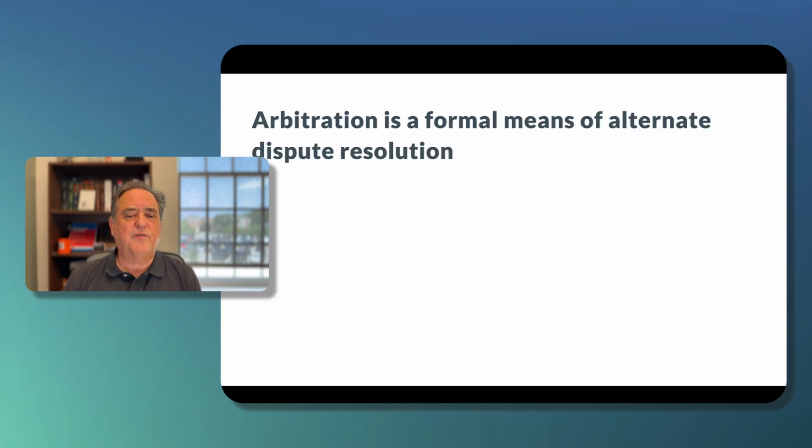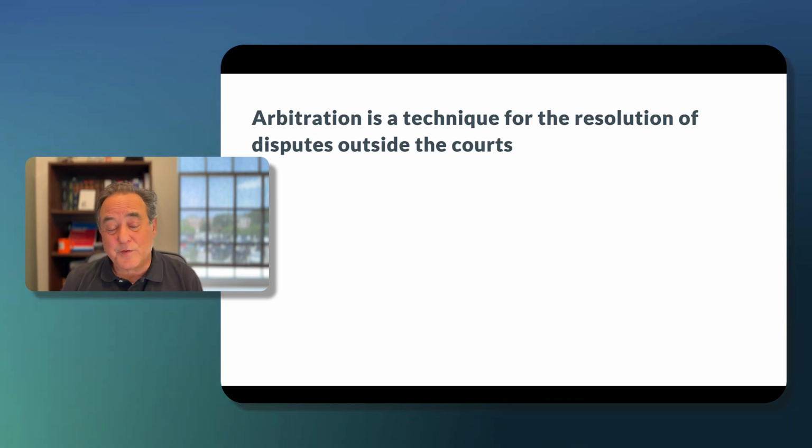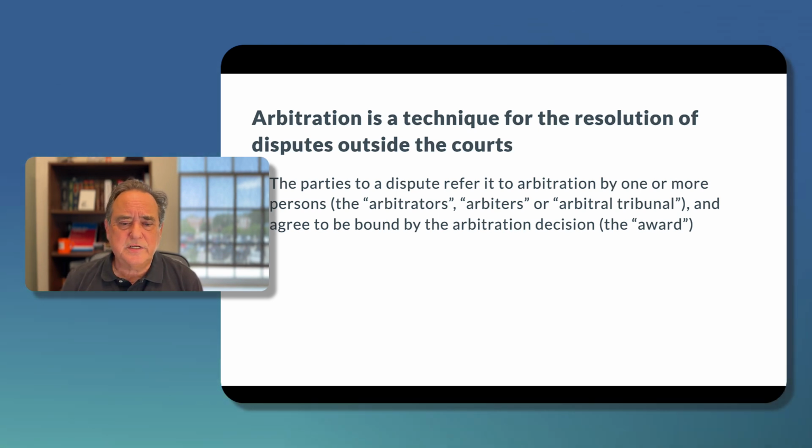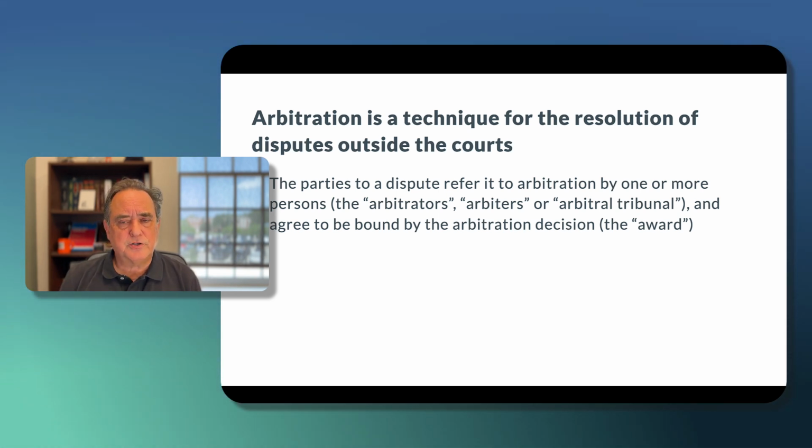Now, arbitration is a formal means of dispute resolution. Arbitration is a technique for the resolution of disputes outside of the courts. The parties to a dispute refer it to arbitration by one or more persons, those being the arbitrators, or usually an arbitration panel is what we call it. Oftentimes there are 3 members of this panel. Each side selects one member of the panel, and then the 2 arbitrators select a 3rd arbitrator in order to avoid any ties and to ensure that we get a decision.